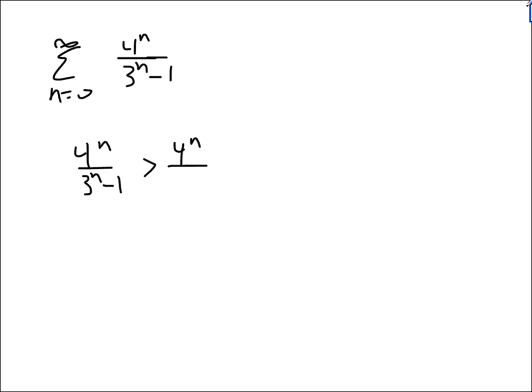One more. Suppose we have the summation n goes from 0 to infinity of 4 to the n over 3 to the n minus 1. Now, 4 to the n over 3 to the n minus 1 is bigger than 4 to the n over 3 to the n, because I'm dividing on the left by 1 less than on the right. The tops are the same. They're both positive. Start off with 10, and you divide by 7 here, but you divide by 8 here. This is bigger.